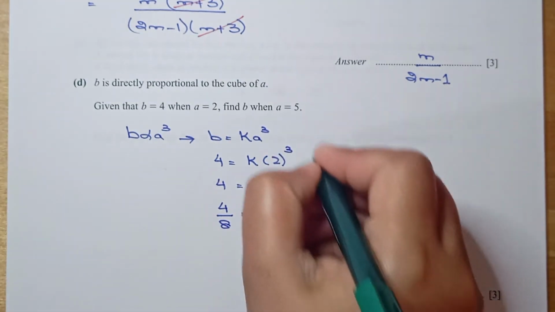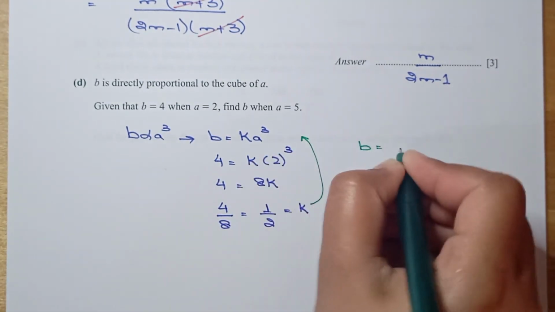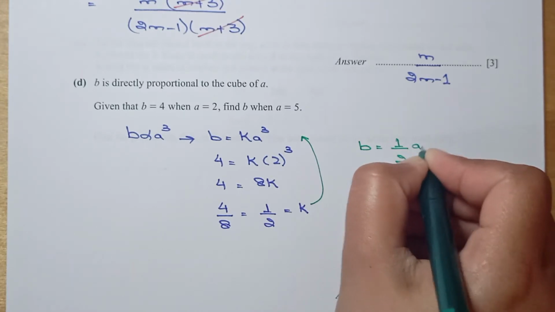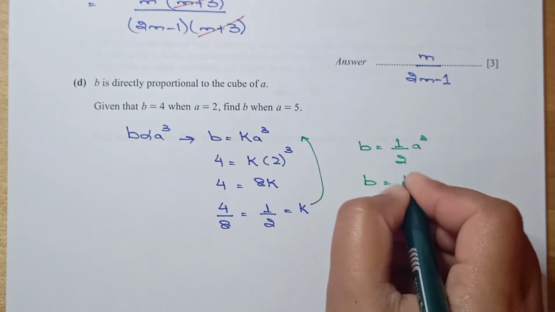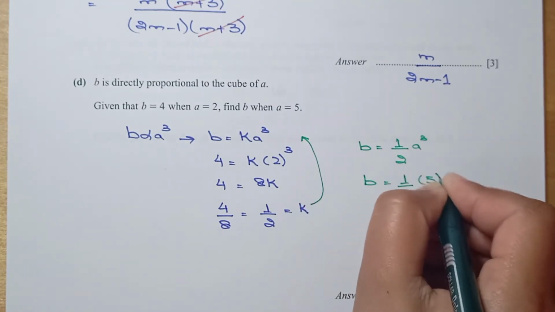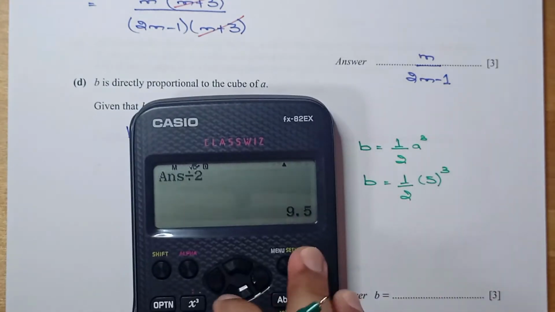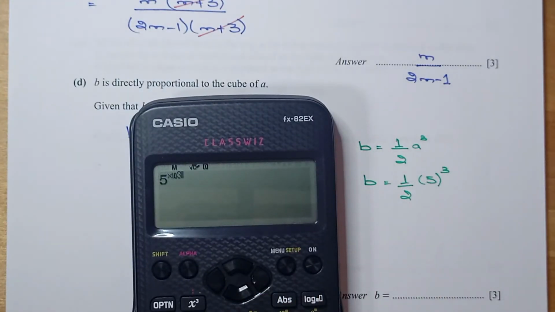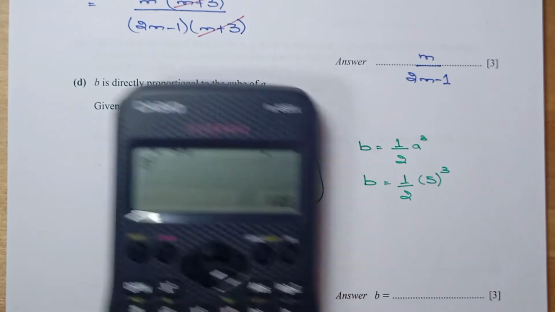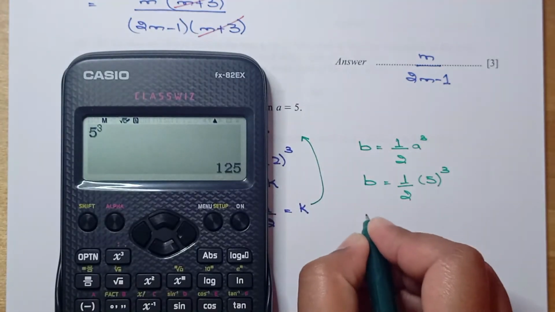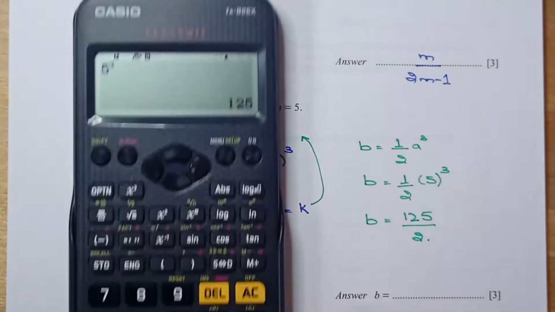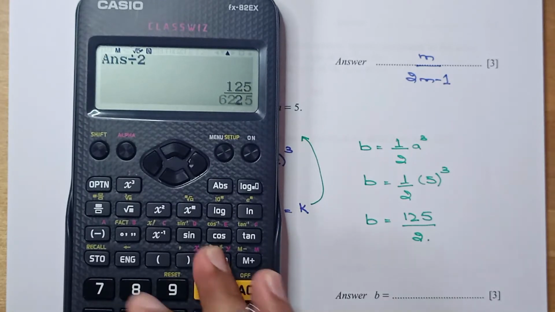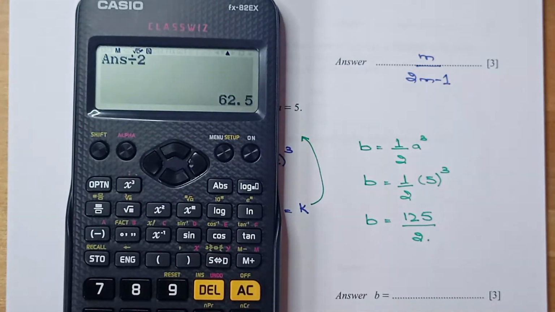Now putting it over here, b is equal to half a cube. Now find b when a is 5. So b equals half times 5 cube. What is 5 cube? 5 cube is 125. So the value for b is 125 divided by 2. You can keep it as it is, or you can convert it into a decimal as well. So the value for b is 62.5.